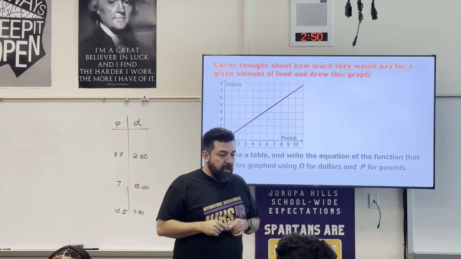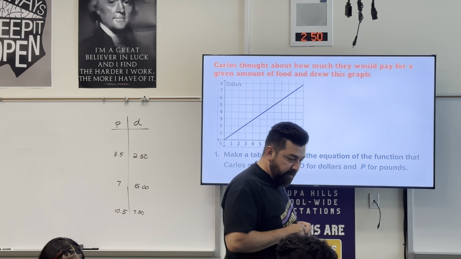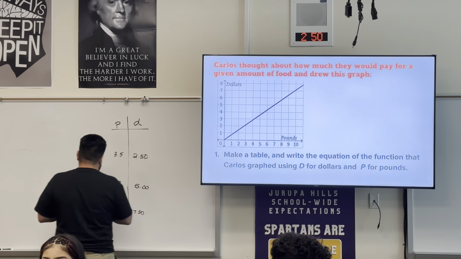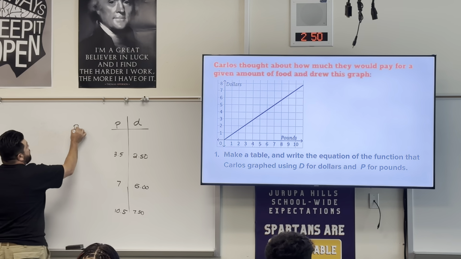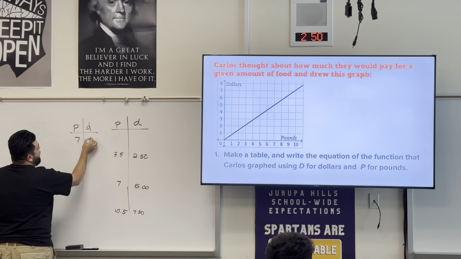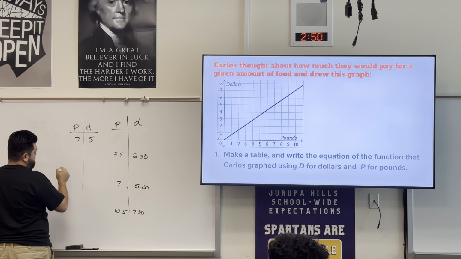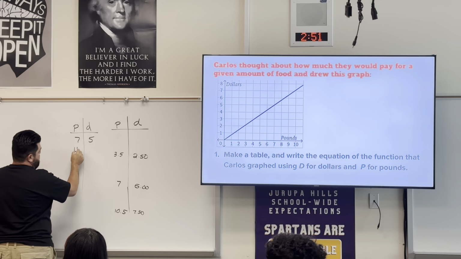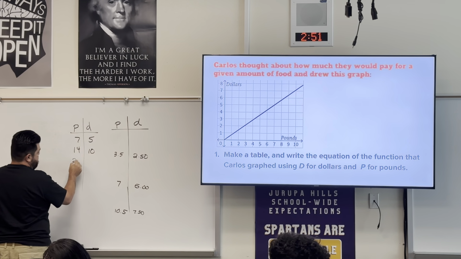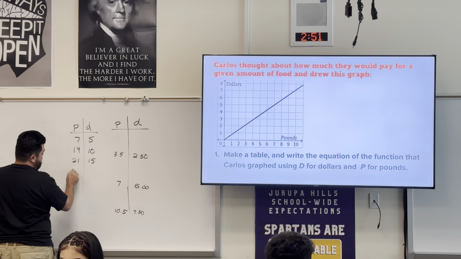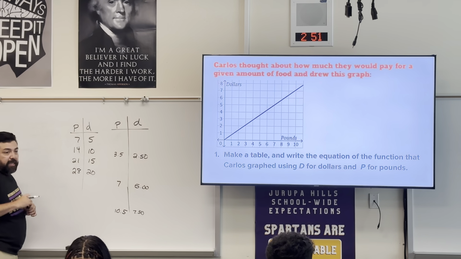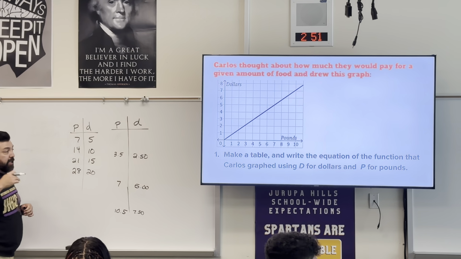All right. What did you get for your table? I started at 7 pounds, $5. 7 pounds, $5, and then? And then I just added 7 each time, so I did 14 pounds is $10. 21 pounds is 15, and 28 is 20. Okay, so you went in increments of 7. Okay.